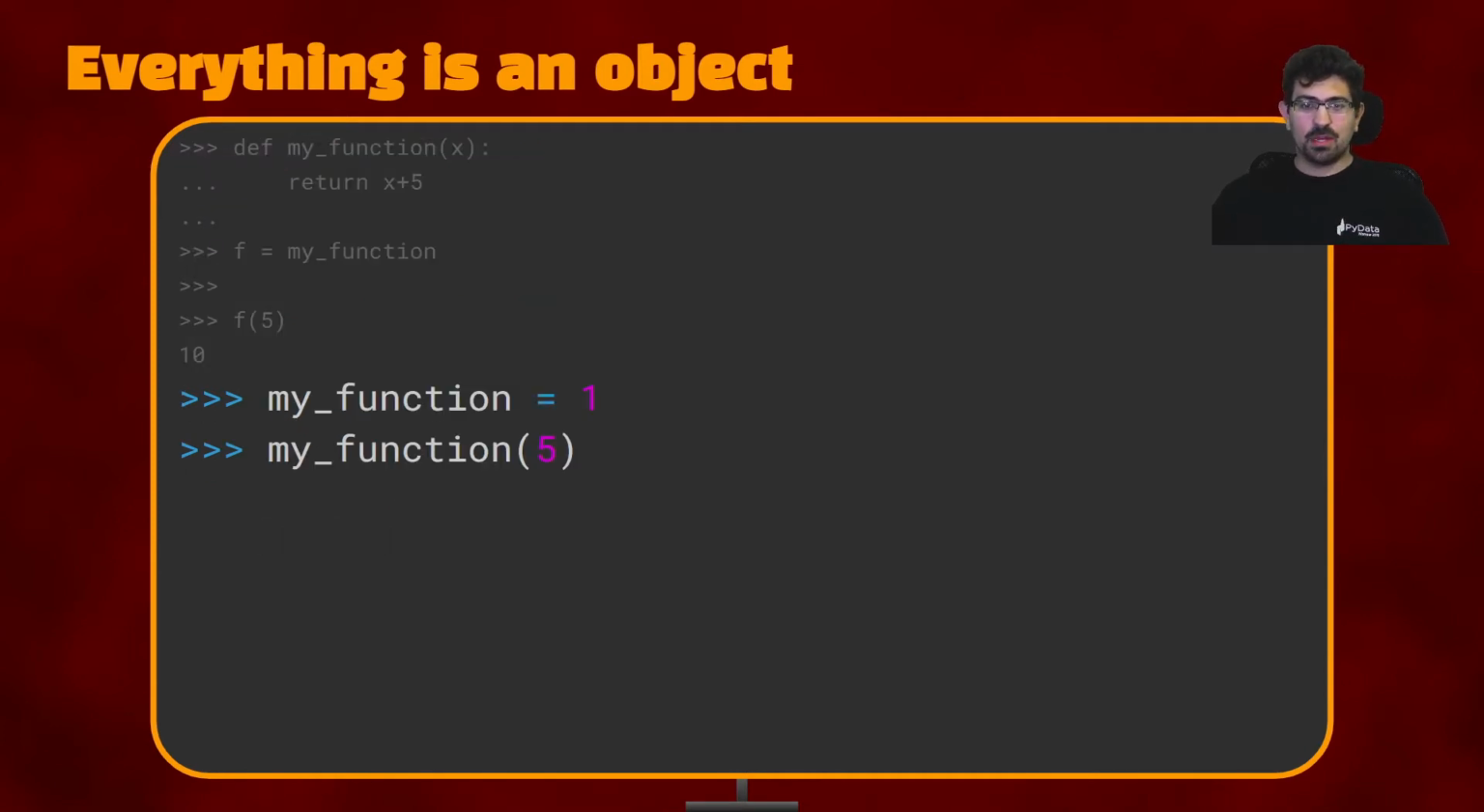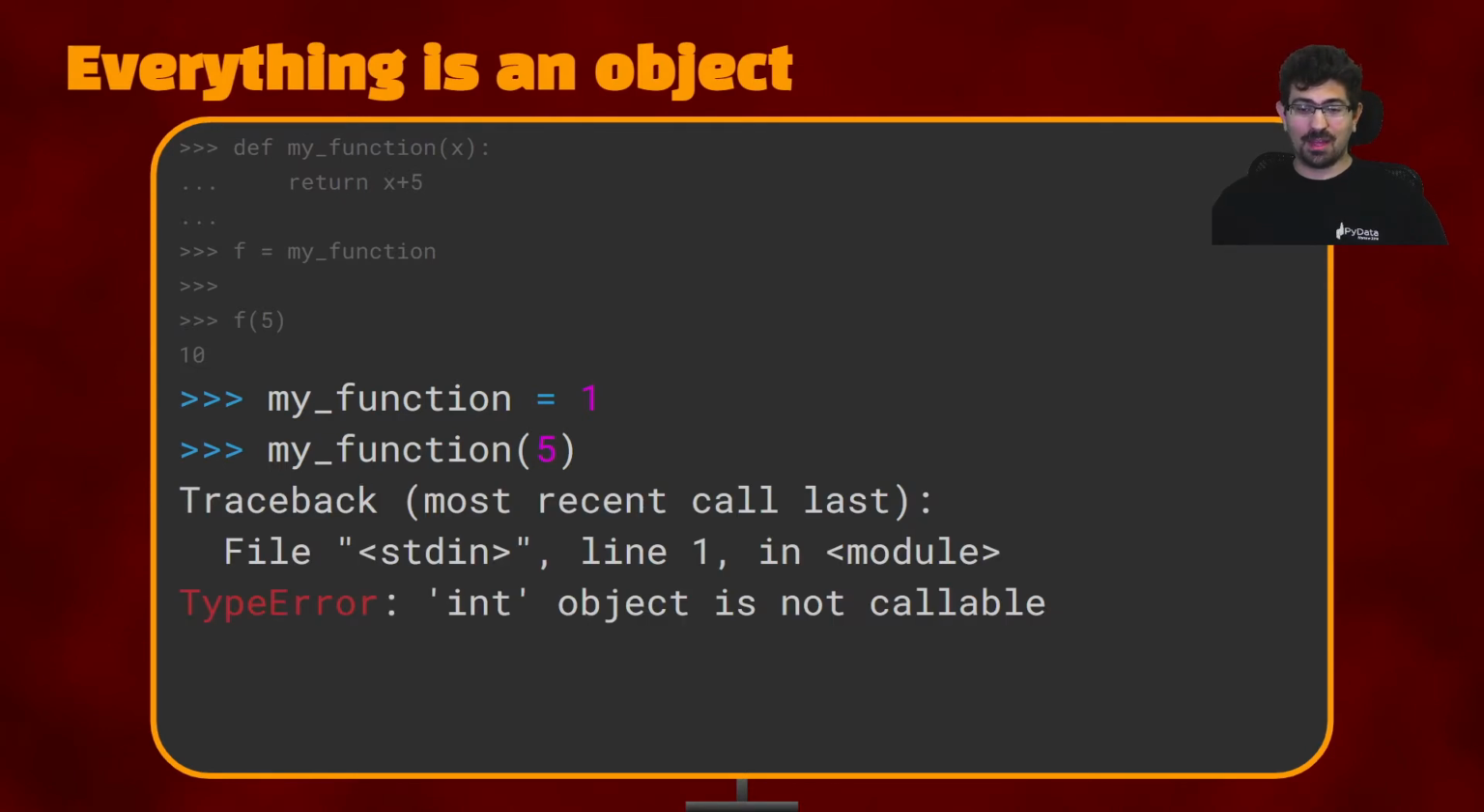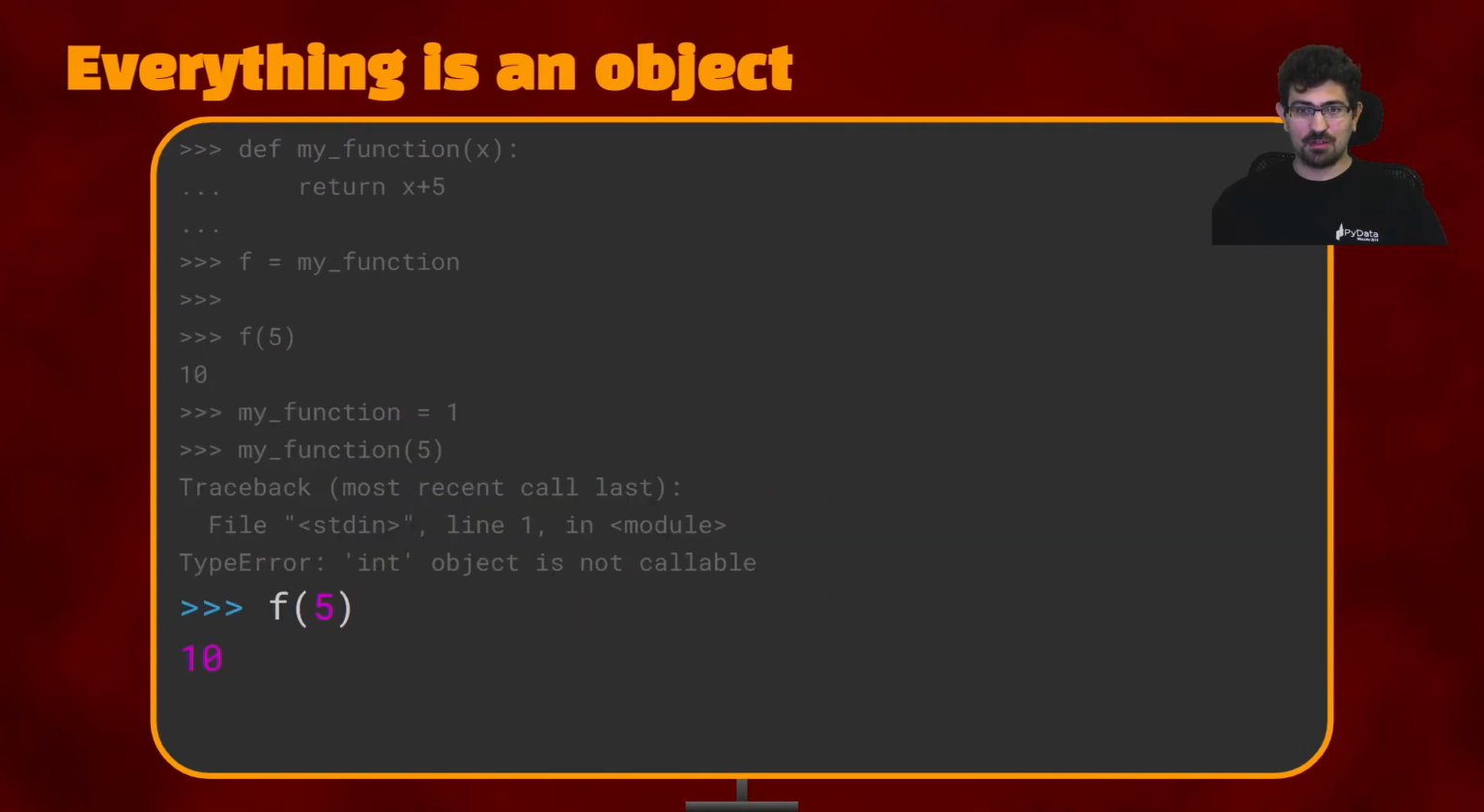The next thing we can do is say my_function is the integer 1. Now when we run my_function of 5, we won't get 10, we will see an error because you can't call an integer. So now the function that we've written is no longer called my_function, it is called f, because the function itself is an object and it's just assigned different names. We can see that if we say f of 5, it is still 10.